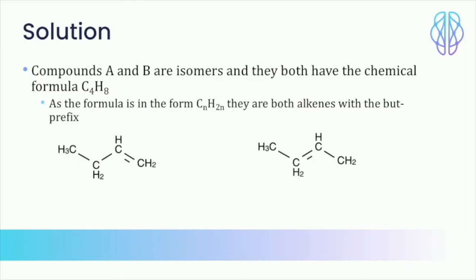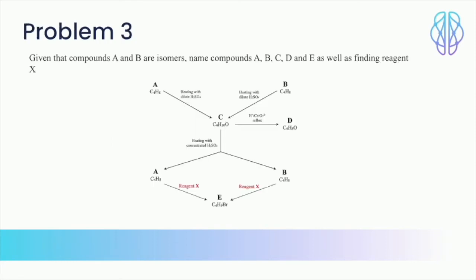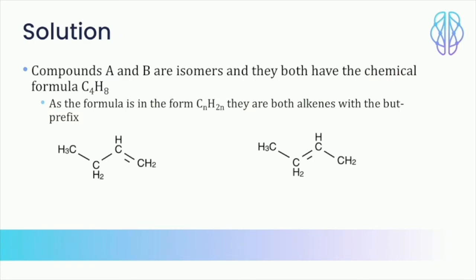So we'll start with compounds A and B. So if we flick back, both compounds A and B have the empirical formula C4H8. Now, C4H8 is in the form CnH2n. You might recall in our video on alkenes that this is the formula for an alkene, or an alkene with 4 carbons. So this is butene.